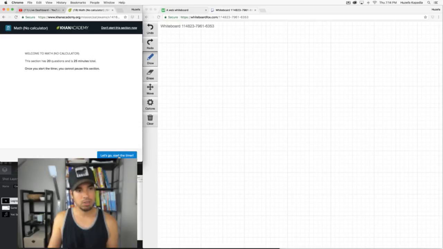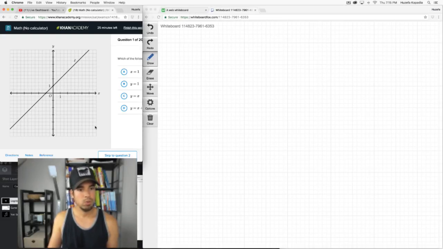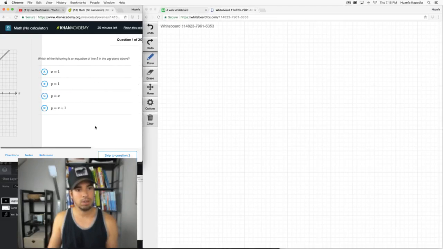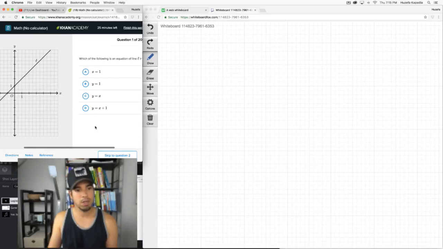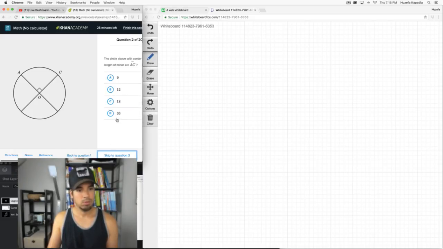So I got it all set up here. This is test number 5, no calculator, and let's begin. Question number 1: which of the following is an equation of line L in the xy plane above? Notice the line has a y-intercept at 1 and a slope of 1. So in y equals mx plus b, we need plus 1, and we need 1 multiplying the x, which is D right there. Let's move on to the next question.